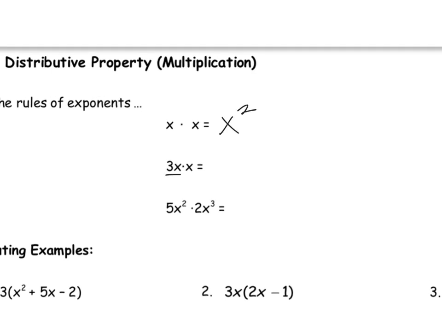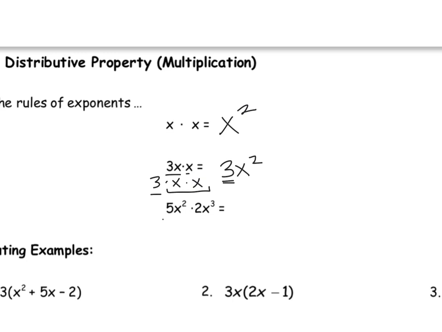When we multiply 3x times x, that's the same as 3 times x times x. Well, we know that x times x is x squared, so that's just 3x squared. Remember that the coefficient is multiplying the x squared.